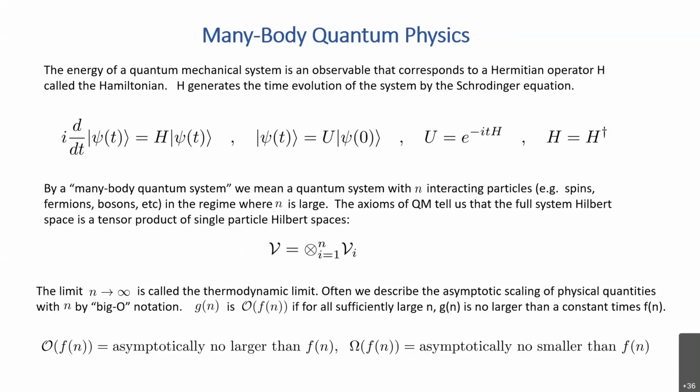When we try to make statements about this large number of particles limit, it's really helpful to use big O notation. We say that some function g of n is O of f of n if for all sufficiently large n, so as n goes to infinity, g of n is no larger than a constant times f of n. So the big O of f of n is asymptotically no larger than f of n, and the big omega of f of n is asymptotically no smaller. They give you upper bounds and lower bounds on quantities.